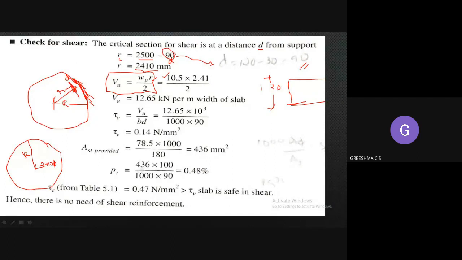So here R is equal to 2.41, converting mm into meters, divided by 2. So you will get 12.65 kilonewton per meter. So the shear force you will get is 12.65 kilonewton per meter.